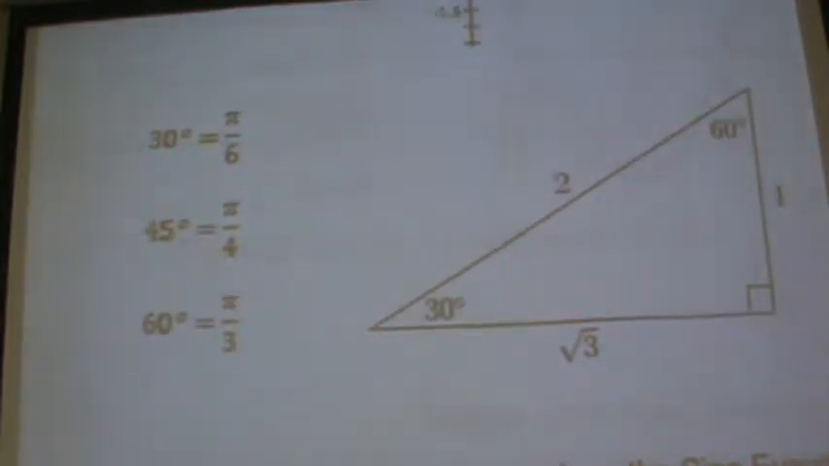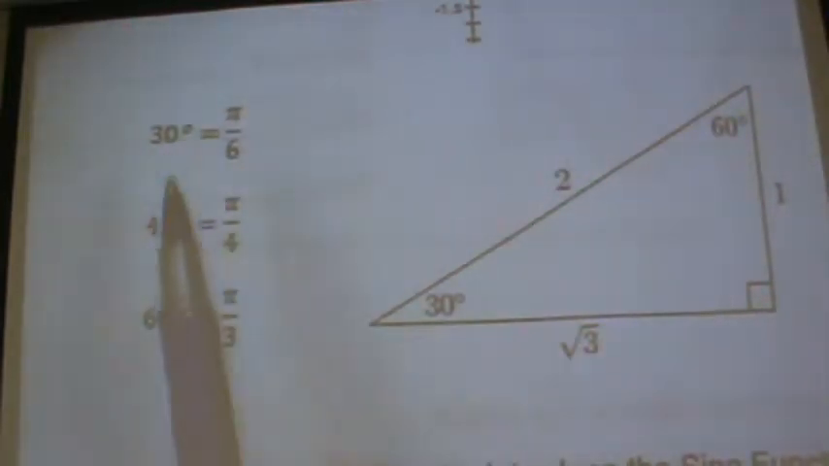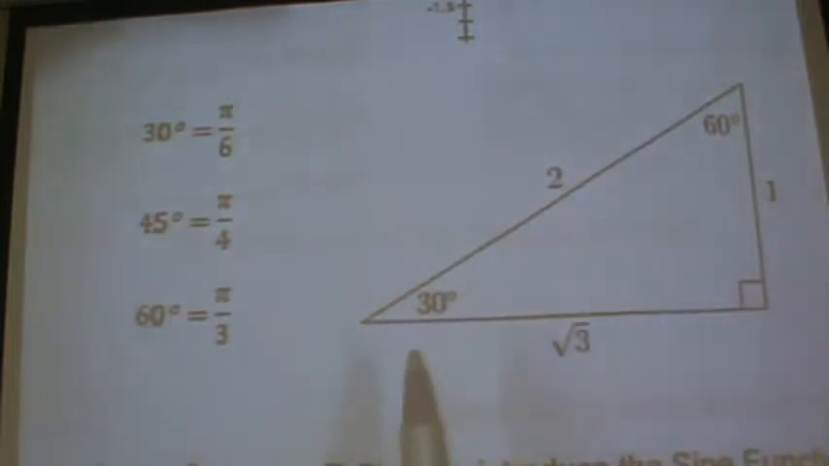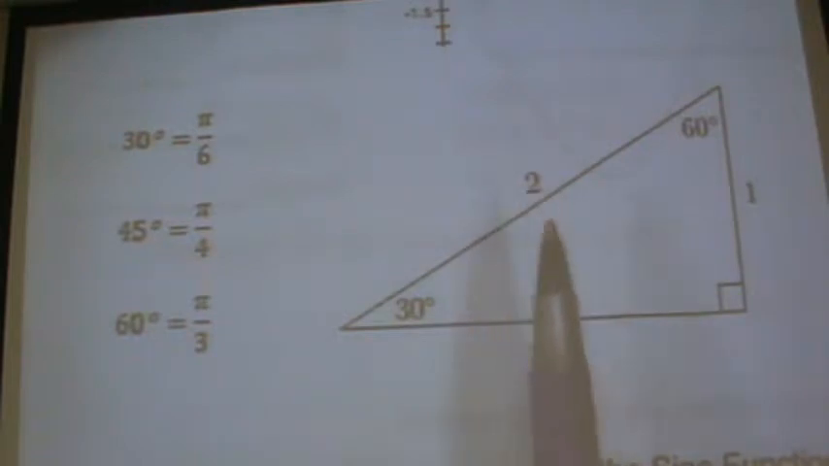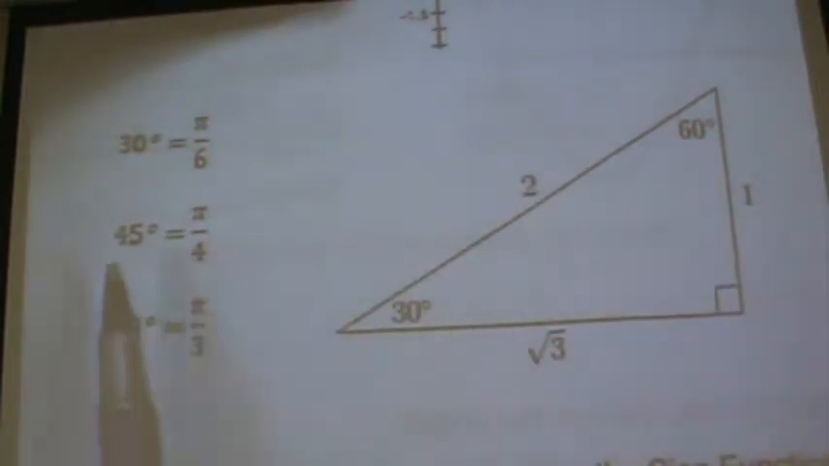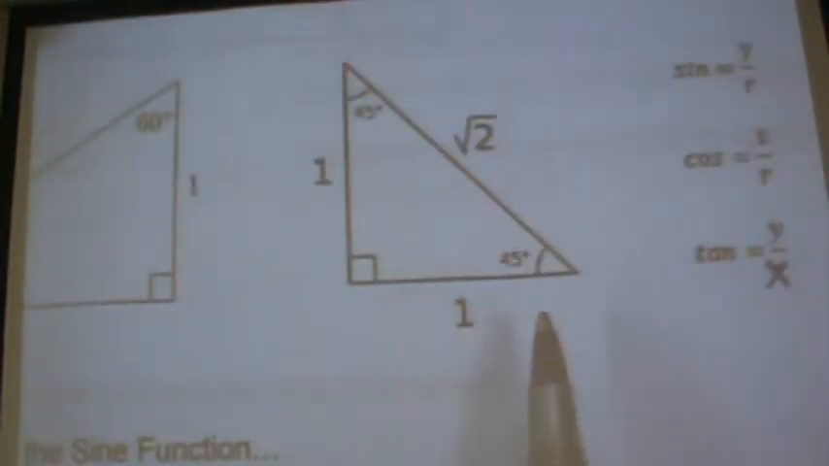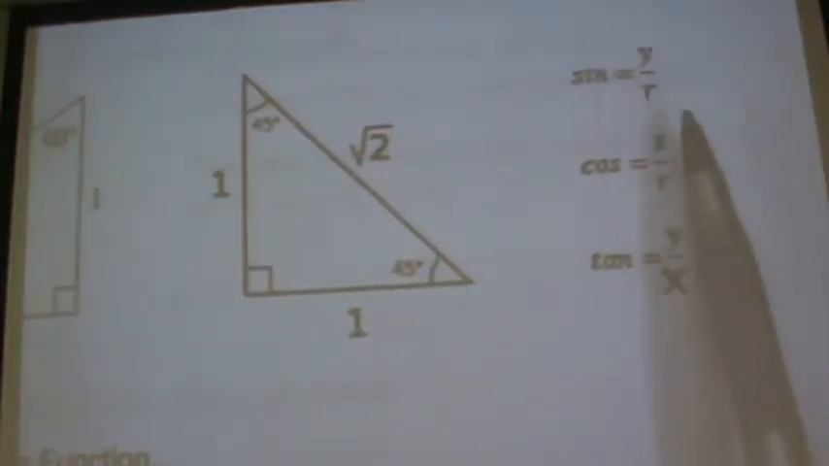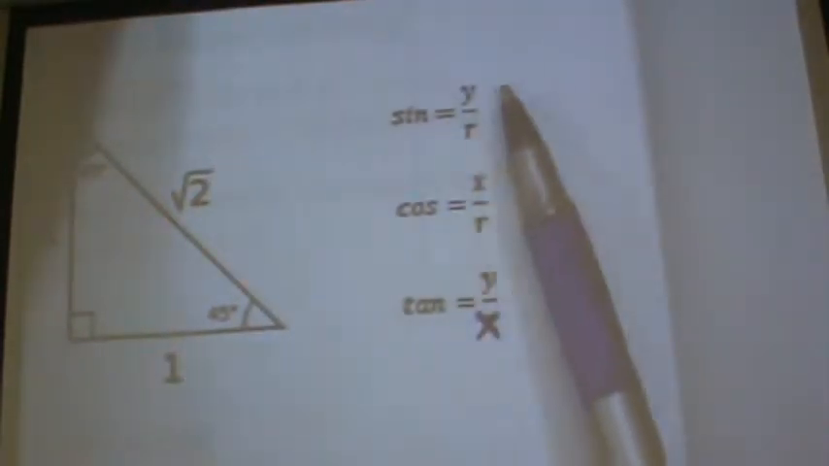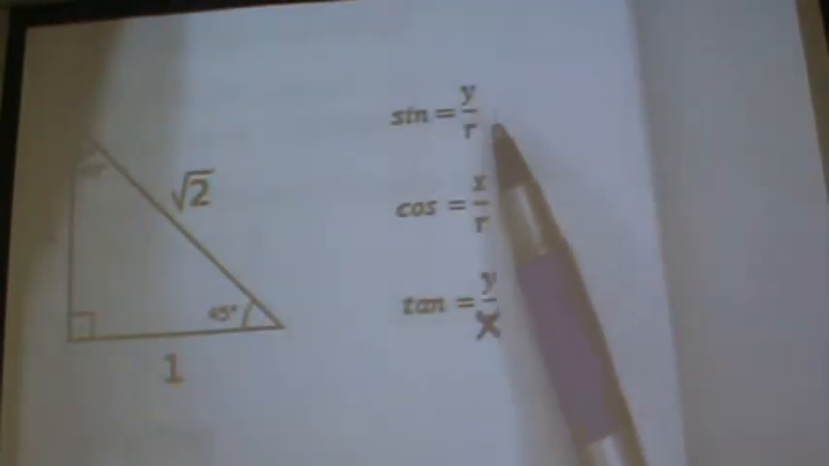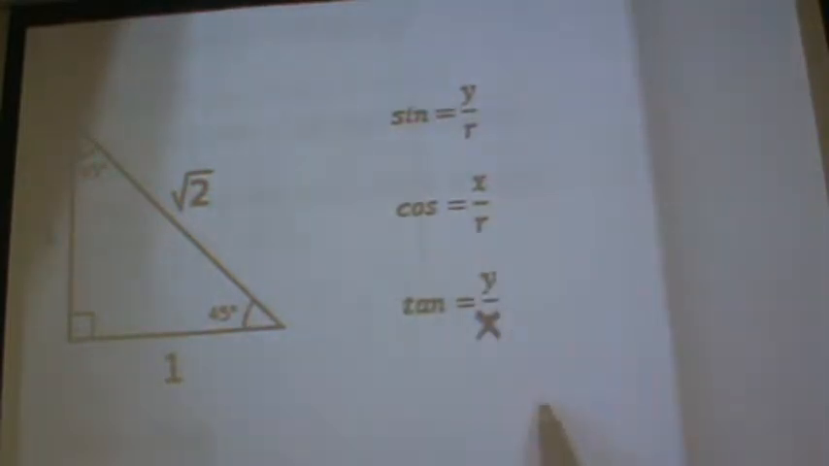So you want to start to memorize the fact that when you see pi over 6, you want to think of a 30-degree angle. When you're thinking of a 30-degree angle, you have to know these ratios: 1, 2, root 3. When you have a 45, you also know that as 1, 1, root 2. And you also know sine, not only is it opposite over hypotenuse, but it's y over r, cosine is x over r, and tangent's y over x. These are all things that we already know and have accepted at this point.